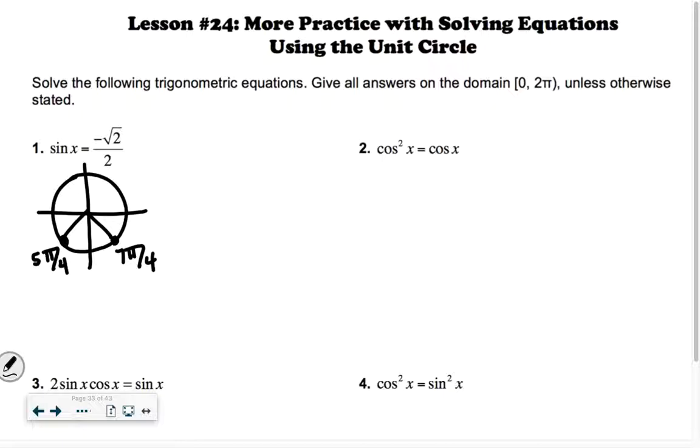I know, she had quadrant 2 in my head. All right, so 5 pi over 4 and 7 pi over 4. So those are our two answers.